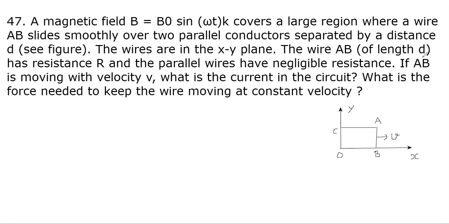The wire AB of length D has resistance capital R and the parallel wires have negligible resistance. If AB is moving with velocity V, what is the direction of current in the circuit, what is its magnitude, and what is the force needed to keep the wire moving at constant velocity? So let's consider the solution.